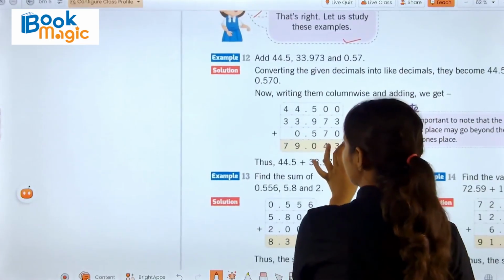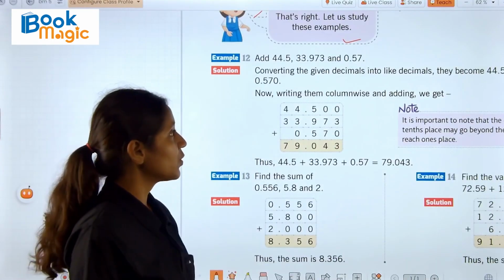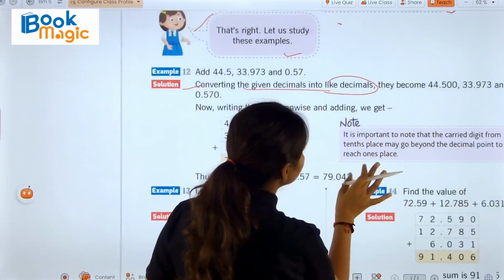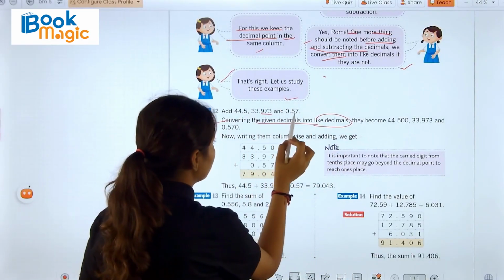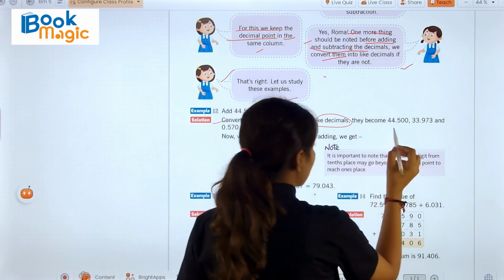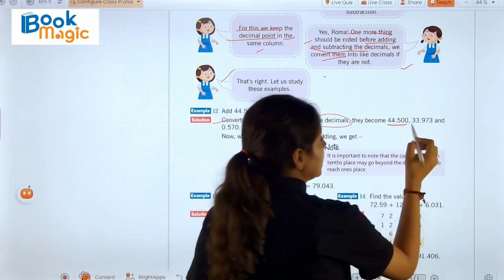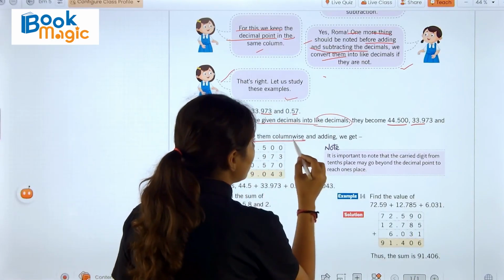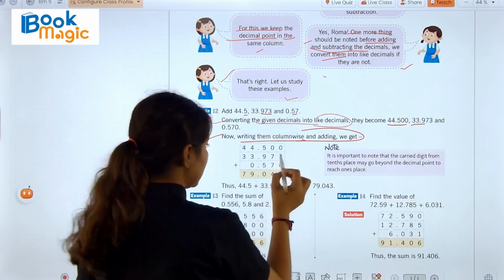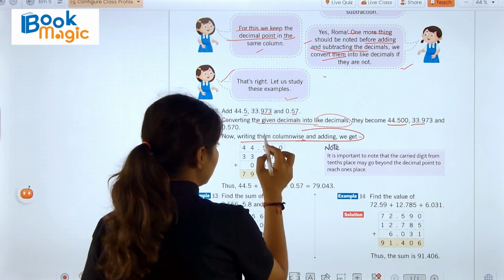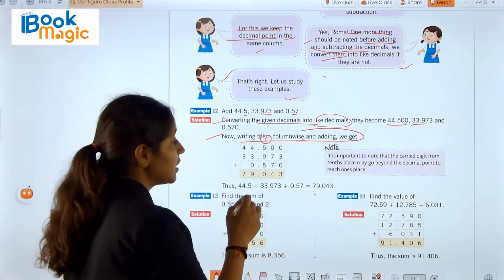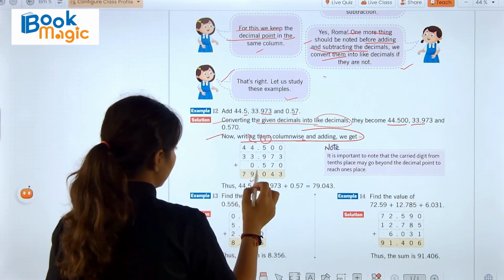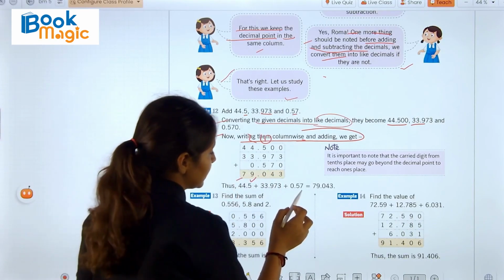Here we have example number 12, add 44.5, 33.973 and 0.57. Converting the given decimals into like decimals because they are unlike. Okay, they are having 3, 2 and 1 decimal places. Then they become 44.500, 33.973 and 0.570. Now writing them column wise and adding, 7 and 7 are 14, so 4 here and 1 carried. 9 plus 1 is 10, 10 plus 10 is 20. Now 4 plus 3 is 7 plus 1 is 8 plus 1 is 9. Now 4 plus 3 is 7. So answer is 79.043.